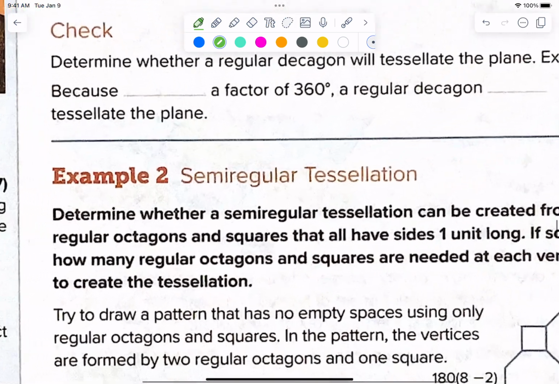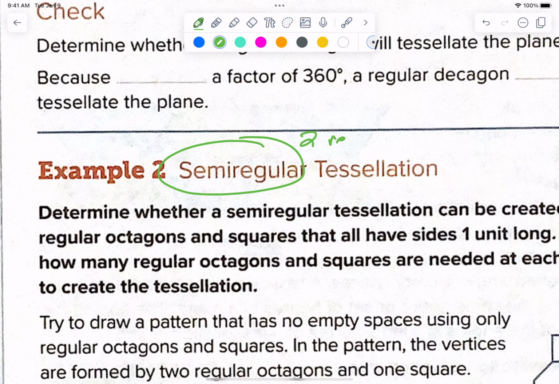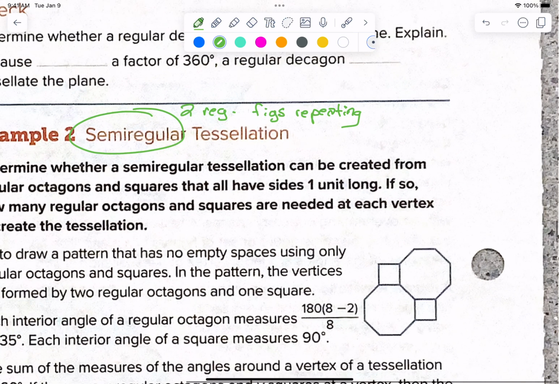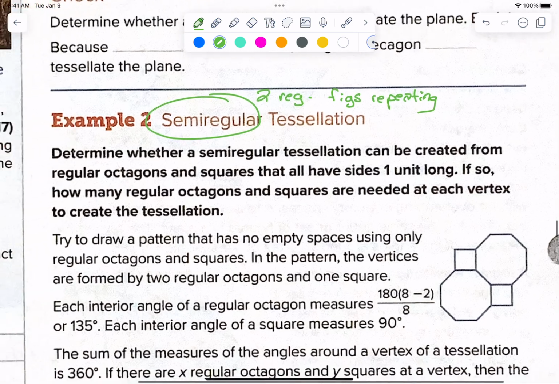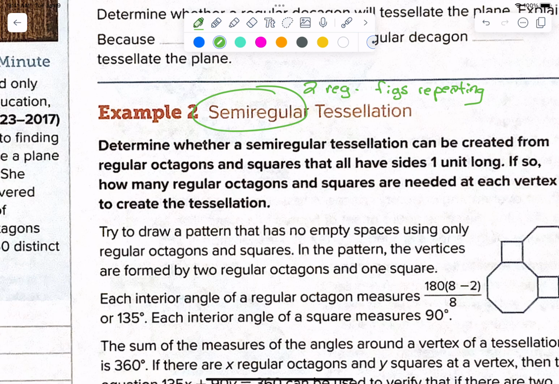A semi-regular tessellation is two regular figures that are repeating over and over again. Okay? Like the octagon and the square that we have going on here. You see this little floor tile looking thing? Octagon and square repeating over and over again. So what we're doing here is it's going to give me two figures. It's saying an octagon and a square, and they want to know if I have all the sides that are 1 unit long, will this thing tessellate? Will all of them connect together?